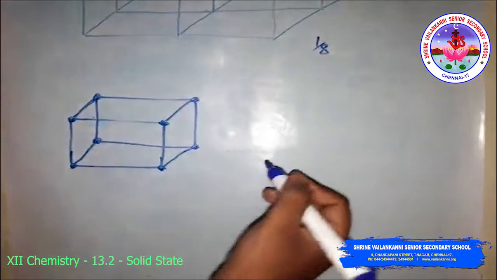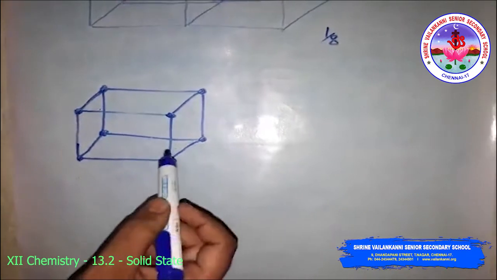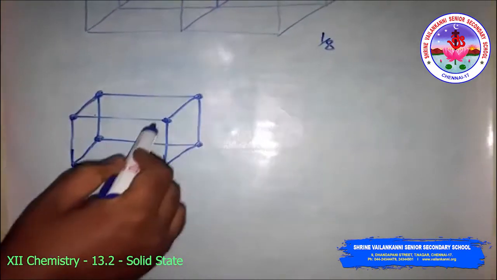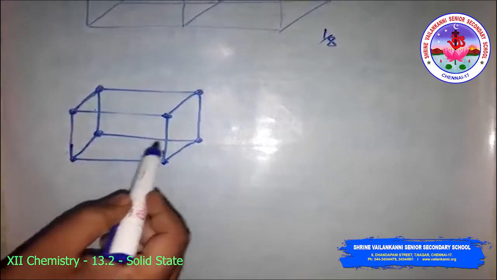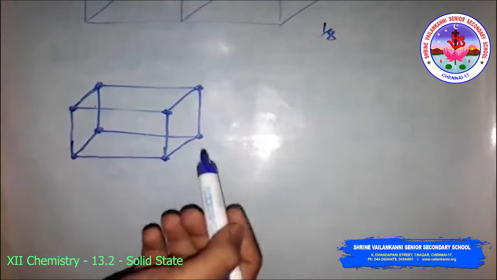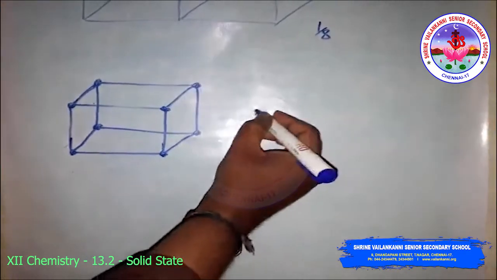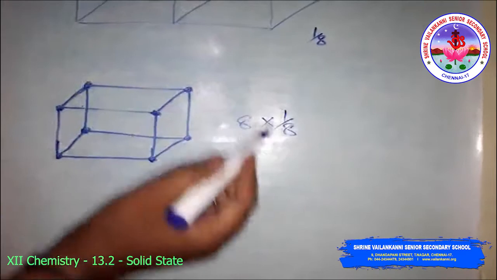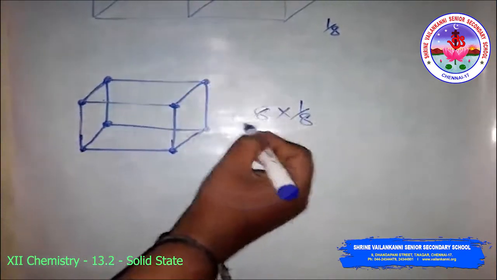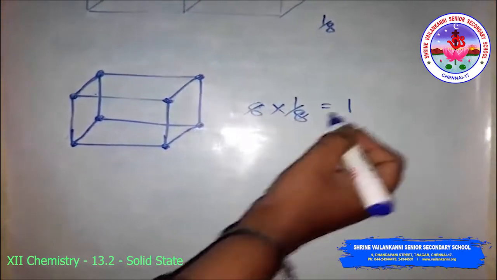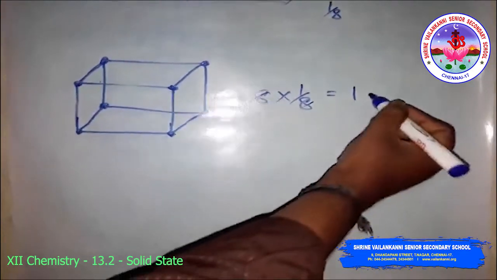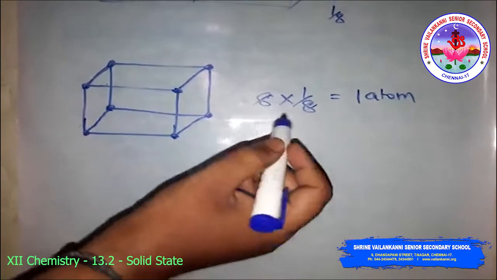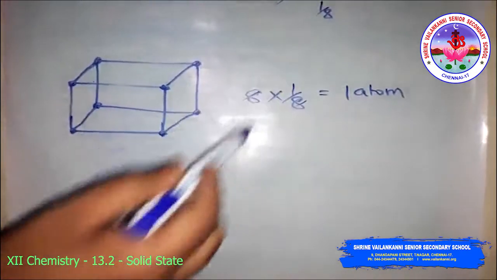Here each cubic unit cell has 8 atoms at its corners. Look here, 8 atoms at the corners. So the total number of atoms in one unit cell is 8 into 1 by 8, because of sharing, so 1 by 8 each. So the number of atoms for the primitive cubic cell is what? 1 atom. The primitive cubic unit cell has 1 atom.